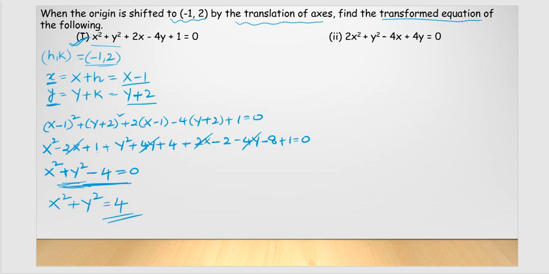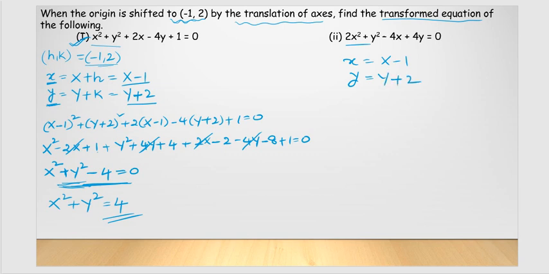So transformed equation means you need to represent in terms of capital X and capital Y, right? Next, for this equation we are going to find out the transformed equation. So for this, what am I going to get? Same x, same y, no? So I need to replace small x with capital X minus 1 because the origin is not changed. For both the questions, same shift in origin. So small y can be written as capital Y plus 2.